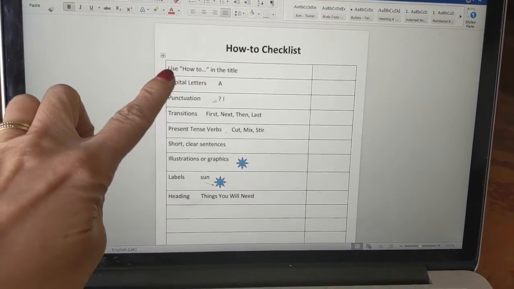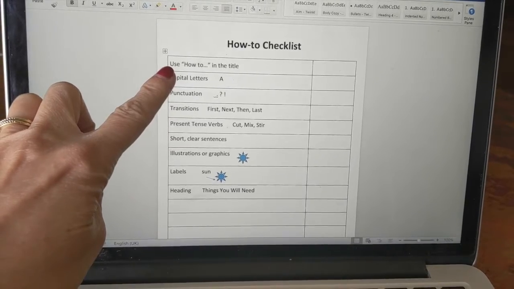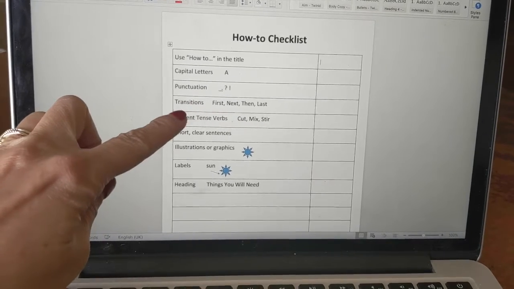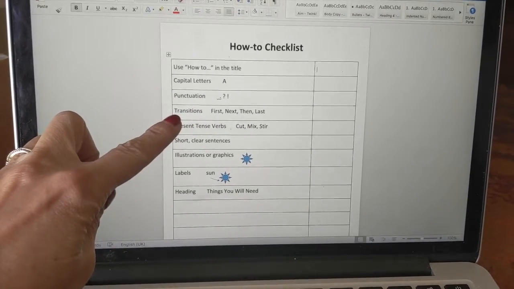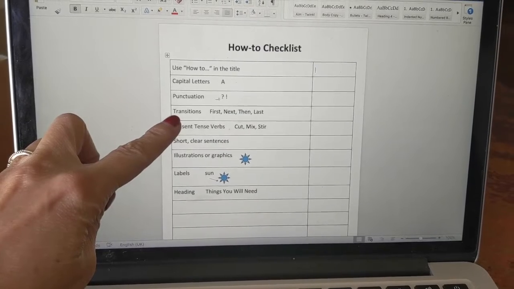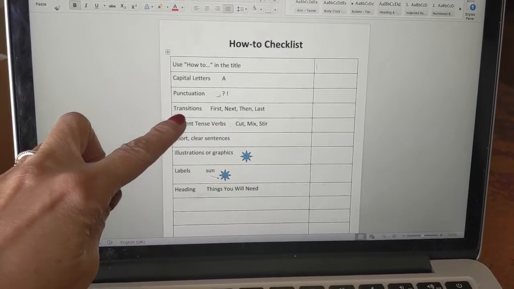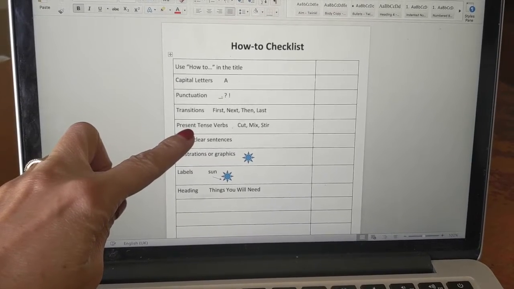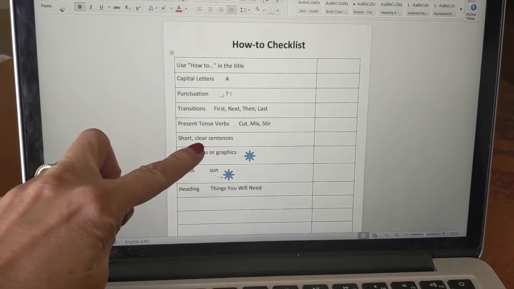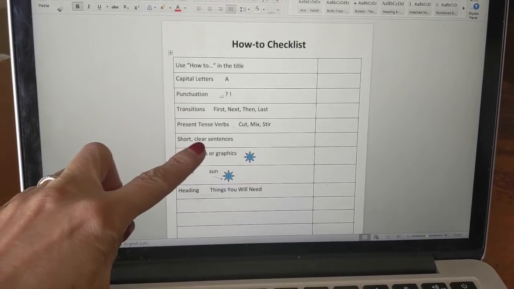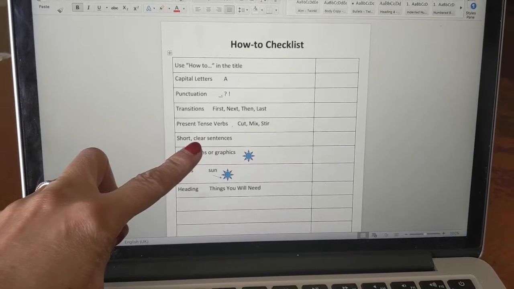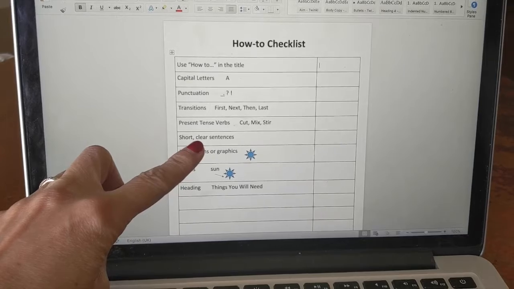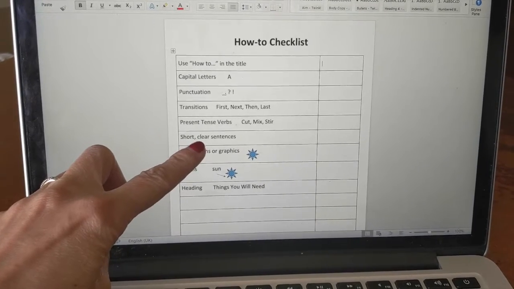So remember, our checklist included how to in the title. We had capital letters and punctuation. We had transitions that tell the order we do things, words like first, next, then, and last. We use present tense verbs like cut, mix, and stir. We use short, clear sentences. We want to use short sentences because it's easier for people to understand. If our sentences get too long, the people who are following our directions can get confused.